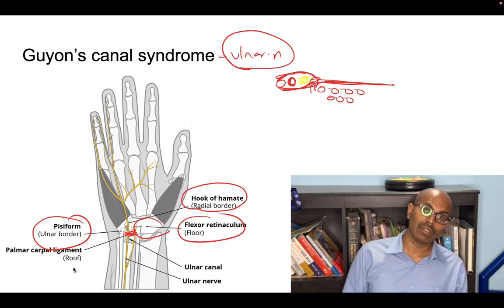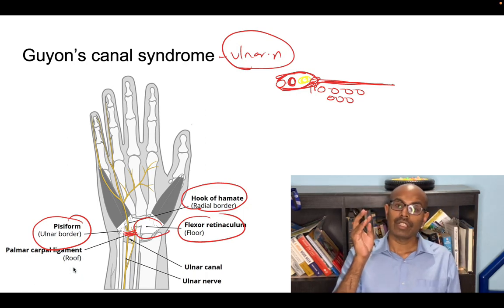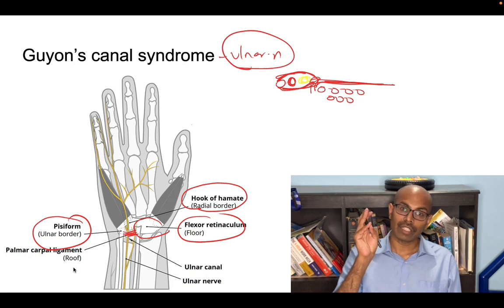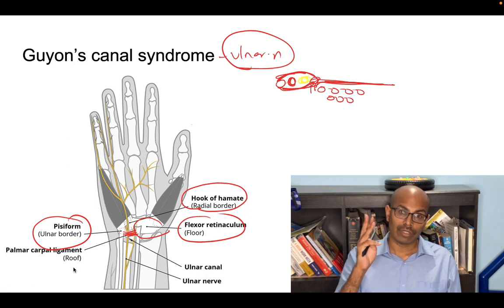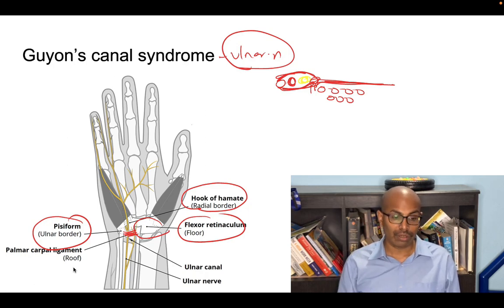Any compression of the nerve at this level can cause numbness in the ulnar 1.5 fingers, that is the little finger and the ulnar half of the ring finger. And it can also cause intrinsic muscle damage. What are the intrinsic muscles supplied by the ulnar nerve? It supplies the adductor pollicis, palmar interossei, dorsal interossei, and the medial 2 lumbricals. The lateral 2 lumbricals and the other 3 thenar muscles, like opponens pollicis, abductor pollicis brevis, and flexor pollicis brevis, are the muscles supplied by the median nerve. So all these ulnar muscles are affected in Guyon's canal syndrome.